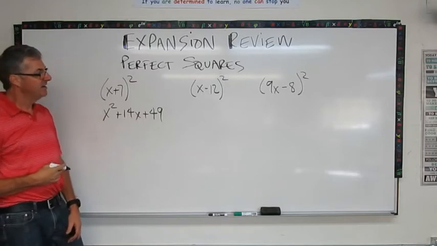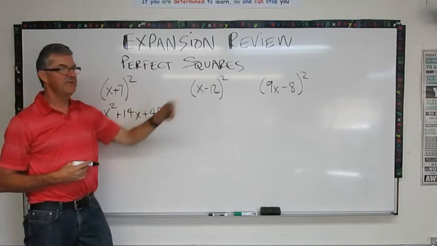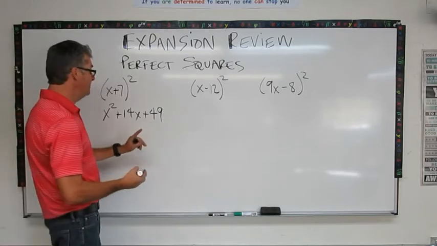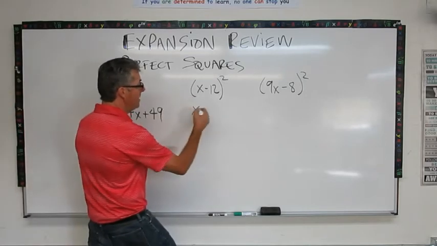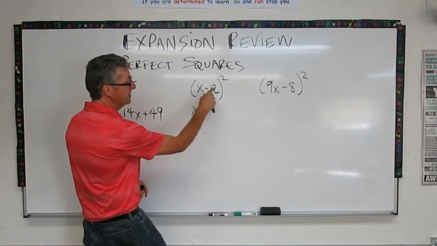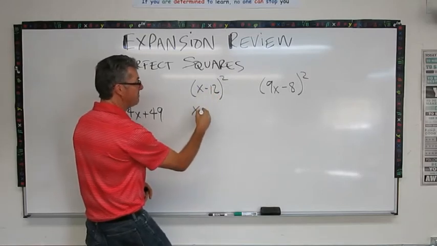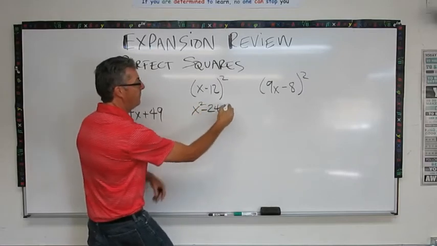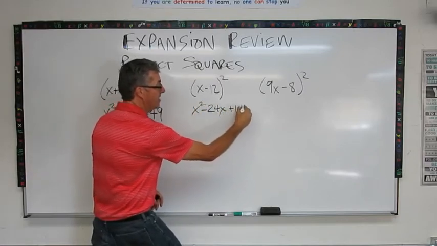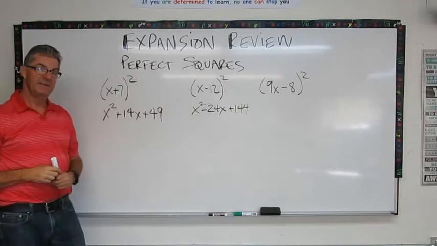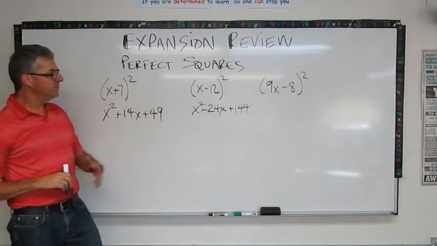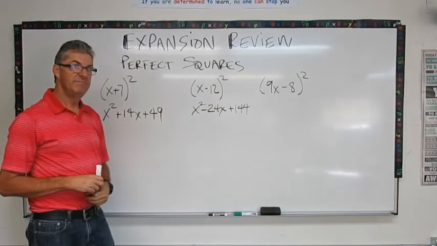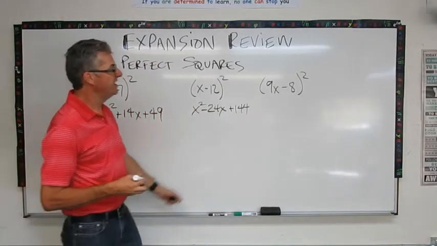Okay, now try this one, x minus 12 squared. Pause the video. All right, let's see what you got. Same pattern. It's going to be this squared minus twice 12 times x, so that's going to be minus 24x plus 144. Okay? All right, one last one, a little bit harder. 9x minus 8 squared. Pause the video. Okay, let's see how you did.